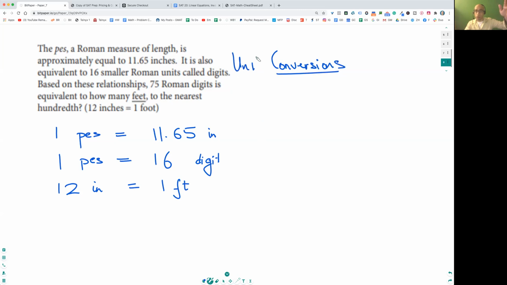You're converting one unit to the other, and I'm going to show you this is actually a SAT problem. So pay attention to this. All right, this is actually a SAT problem. So we're going to do that.